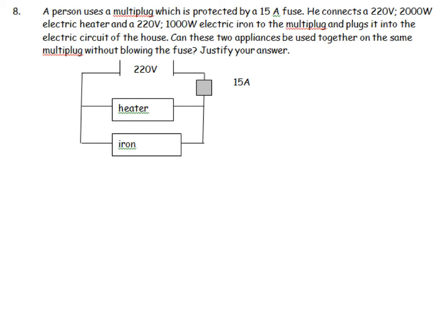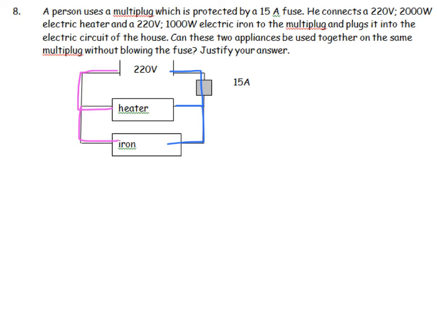We've got a multi-plug. It is protected by a 15 amp fuse. It's important that we understand what's happening here. Whatever the current is going through the heater and the iron together has to be less than 15 amps, because what does a fuse do? A fuse is going to melt the minute there's too much current in it. So let's try and work out what each of these readings is going to be.